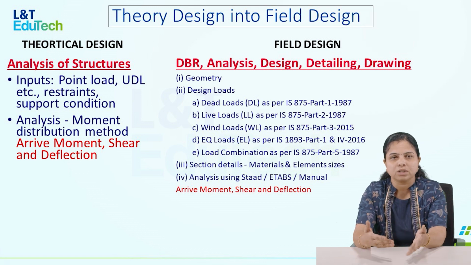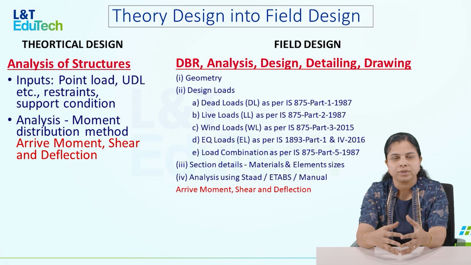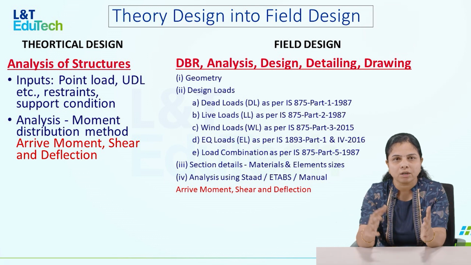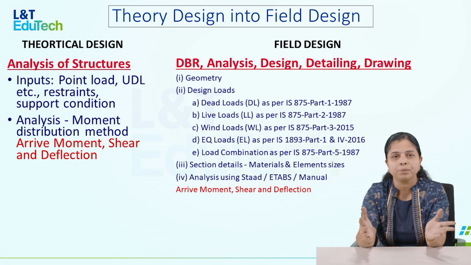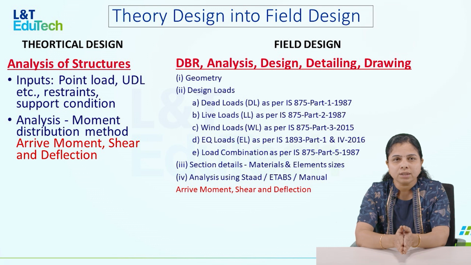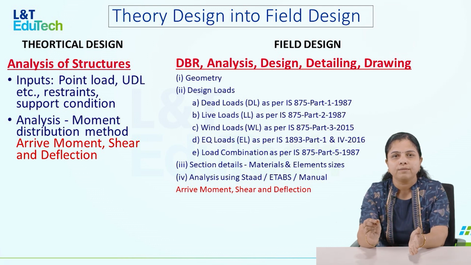What are the dead loads? Dead load is the self-weight of the structure. If it is an RCC structure, it is the self-weight of the concrete and the finishes. If it is a steel structure, it will be the self-weight of the sheeting, purlin, runner, everything. All these unit weights dealt with in dead loads, you have to refer to in IS 875 Part 1, 1987.